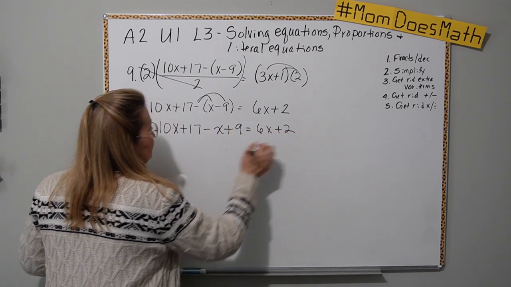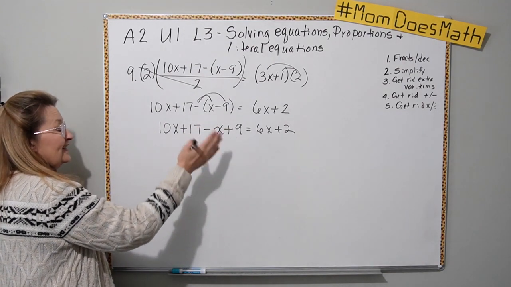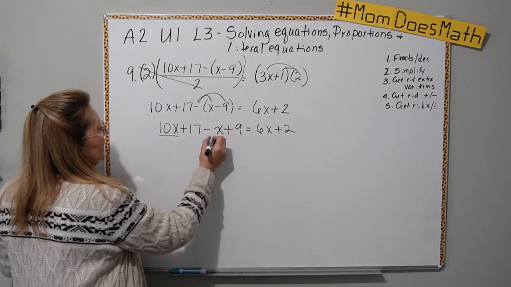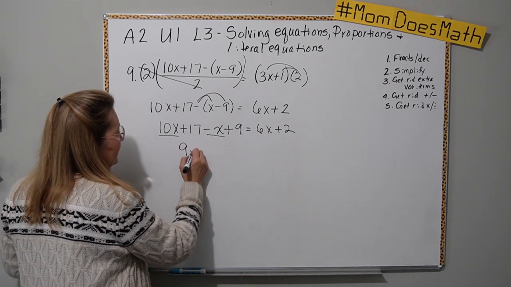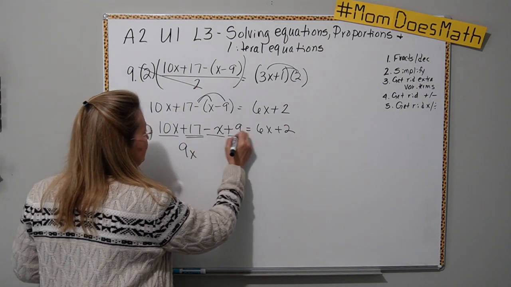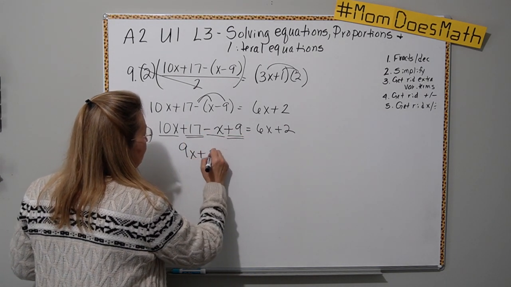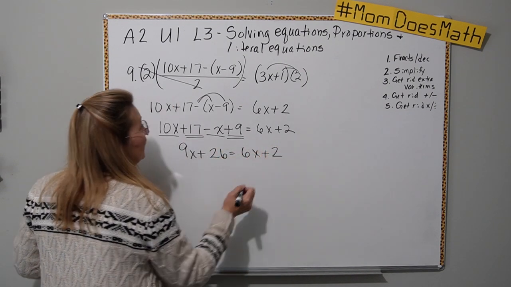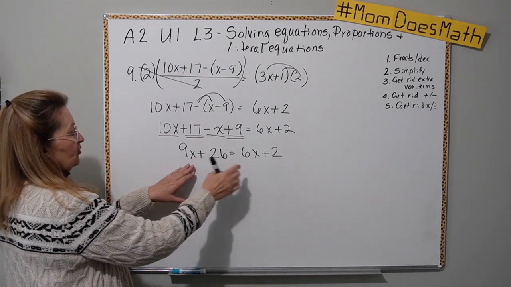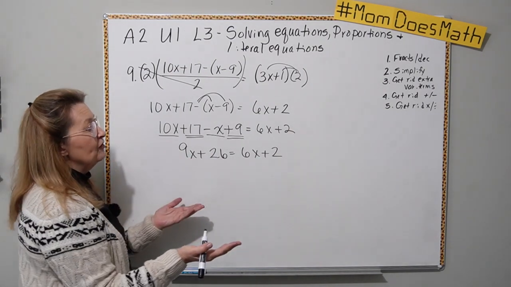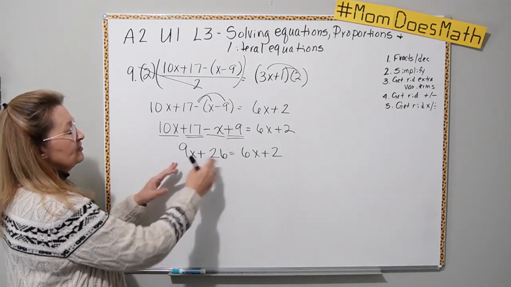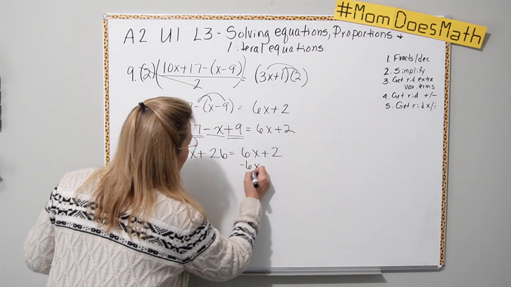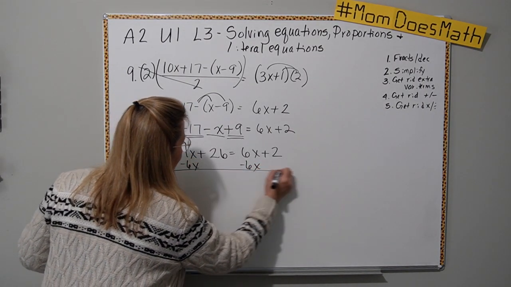Okay, still looking over here at the left, I can still simplify. So I'm still on step 2. 10x minus x is 9x, and plus 17 plus 9 is plus 26. Now I have two variable terms, one on either side, so I got to get rid of one of them. They're both positive, so I'm going to choose to subtract the smaller one. That keeps me from creating a negative.